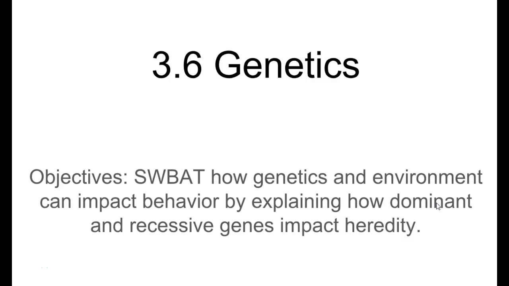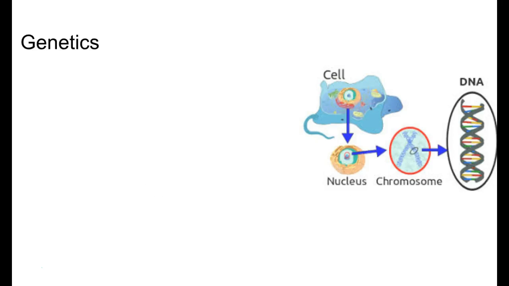Hi everyone, 3.6 genetics. The objective for today is students will be able to identify how genetics and environment can impact behavior by explaining how dominant and recessive genes can impact your heredity. So first we're going to focus on genetics.